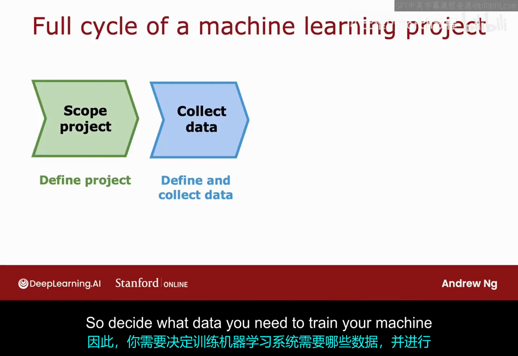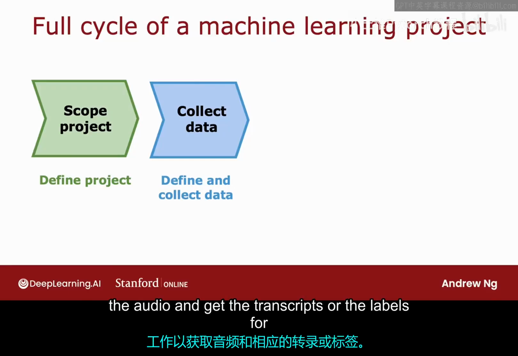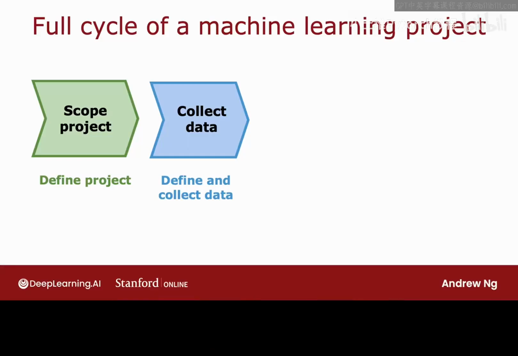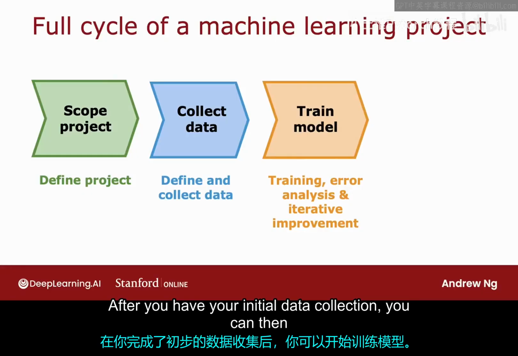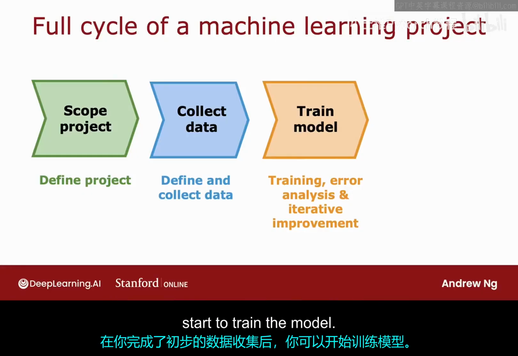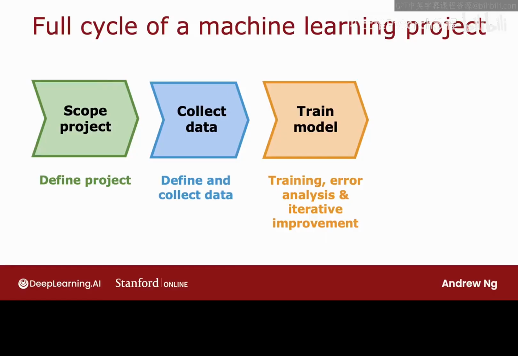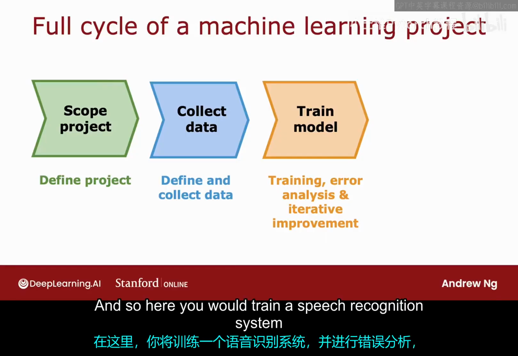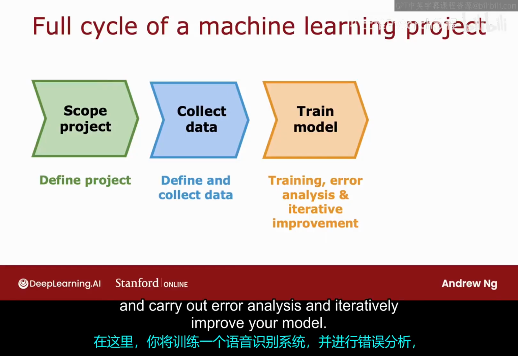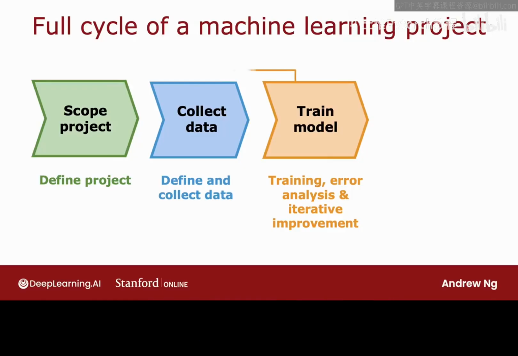After deciding what to work on, you have to collect data. So decide what data you need to train your machine learning system and go and do the work to get the audio and get the transcripts or the labels for your data set. So that's data collection. After you have your initial data collection, you can then start to train the model. And so here you would train a speech recognition system and carry out error analysis and iteratively improve your model.